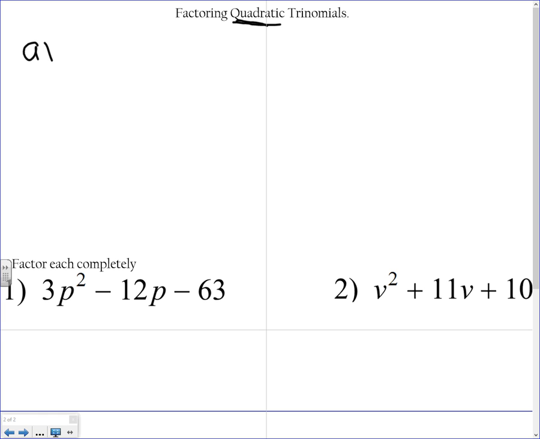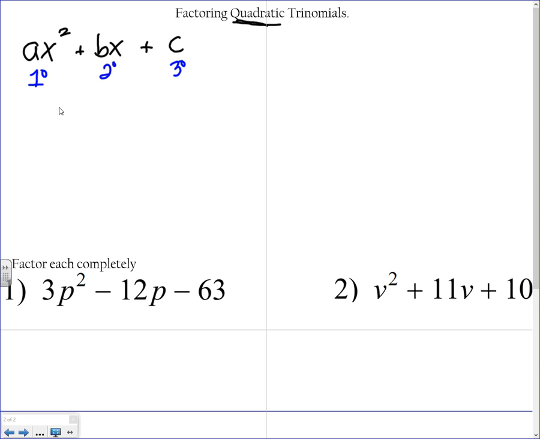ax squared plus bx plus c. And you know that this will be called the first term. This will be called the second term. And this will be called the third term. Okay. Now to factor this, we use what they call the X box method.